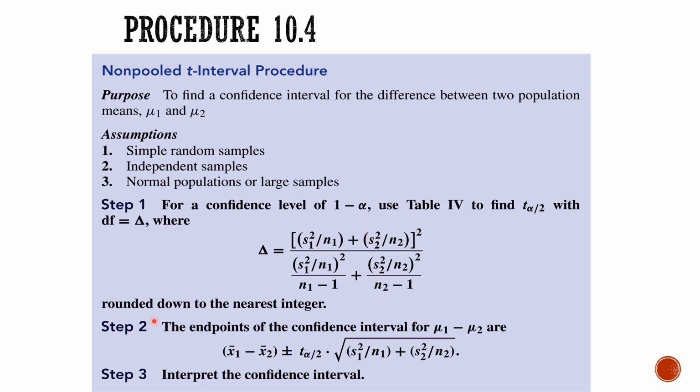And then once we know our t of alpha by 2, we will use this formula given over here: x bar 1 minus x bar 2, which is the difference of the two sample means, plus or minus t of alpha by 2 times the square root of s sub 1 squared divided by n sub 1 plus s sub 2 squared divided by n sub 2, and interpret our confidence interval.